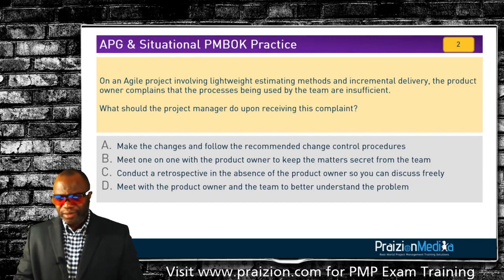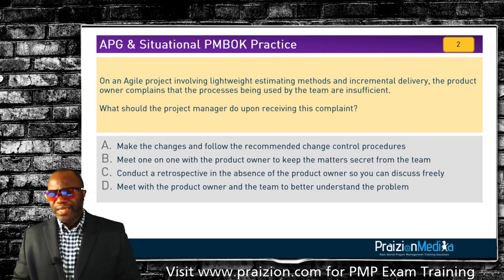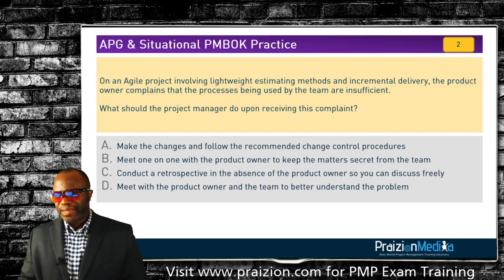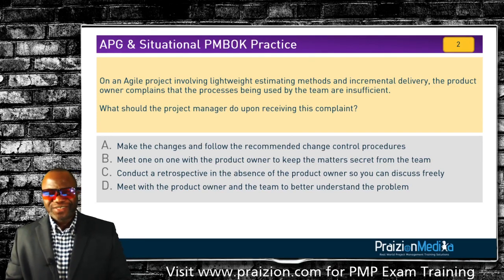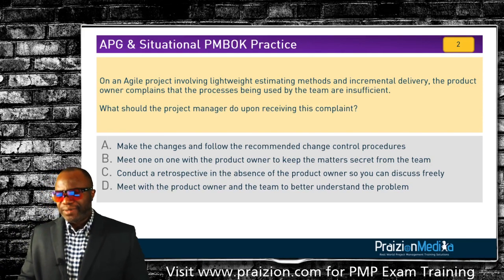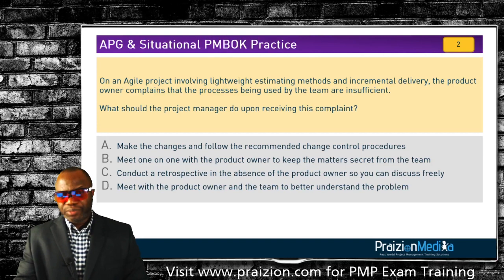without dialogue. B says meet one-on-one with the product owner, keep it secret. That's never good. Why would you keep the team out? C says conduct a retrospective in the absence of the product owner so you can discuss freely. That's never good. Transparency is what we should be upholding. And lastly, meet with the product owner and the team to better understand the problem. Option D. All right, so the answer to this would be option D.